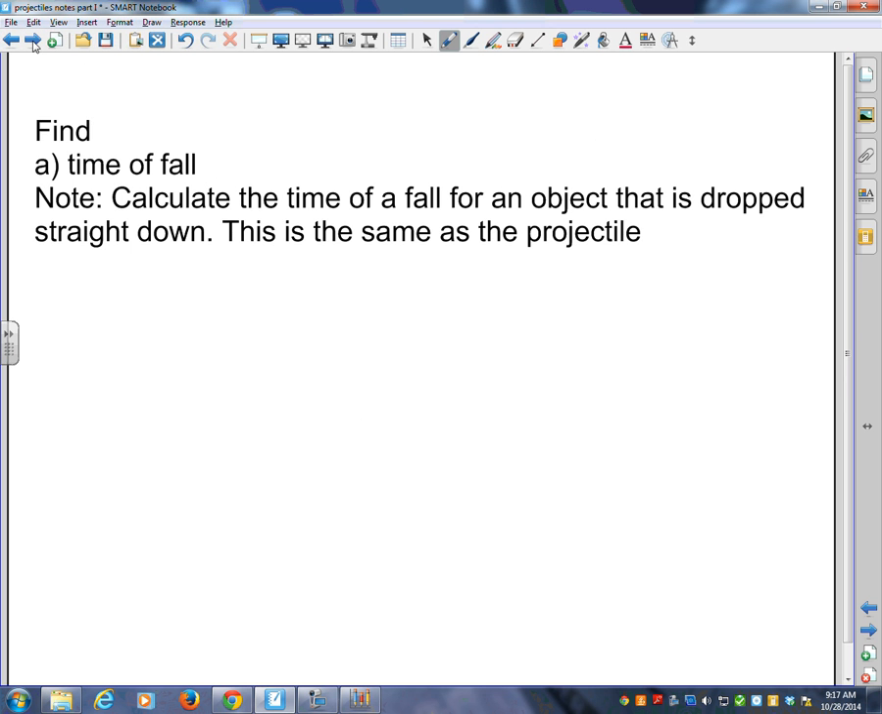Okay, so find the time of fall. How tall is the cliff? 45 meters. Note, calculate the time of fall for an object that is dropped straight down. This is the same as the projectile. Does it matter that it's being projected horizontally at 24? Is it going to take any longer for it to fall if it's being projected horizontally?